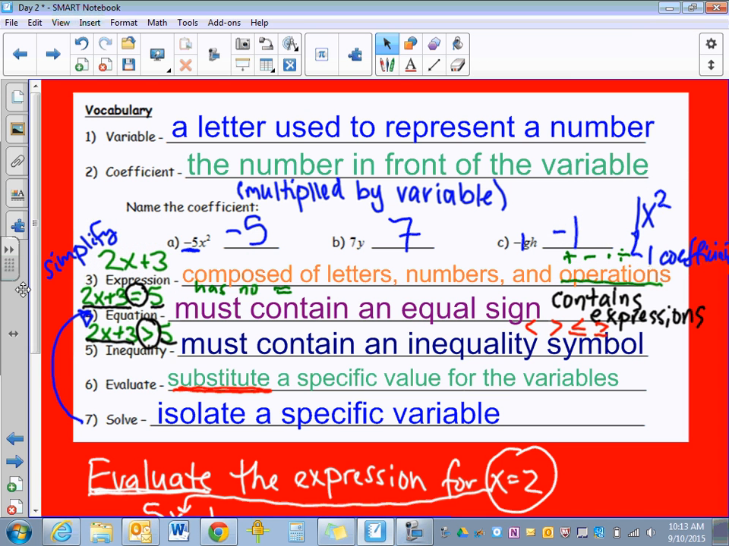Any questions on that vocabulary? How many of you have heard these terms before and you're wishing I would just go ahead and get over it? Alright, so we'll move on here.